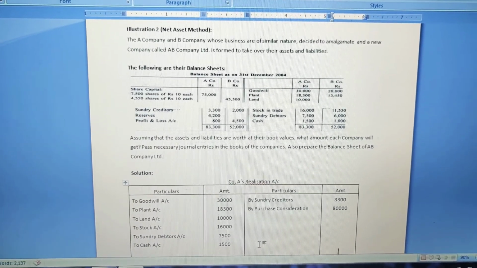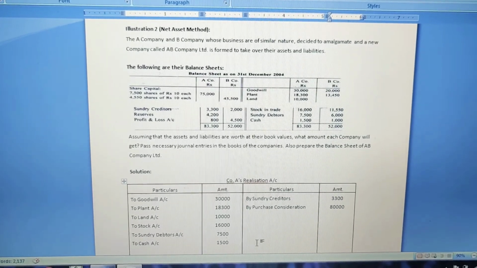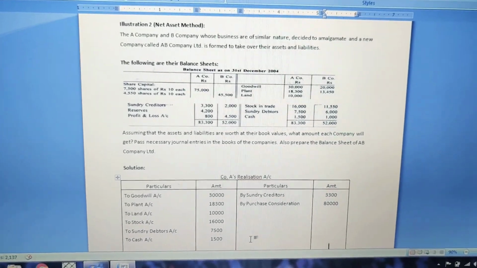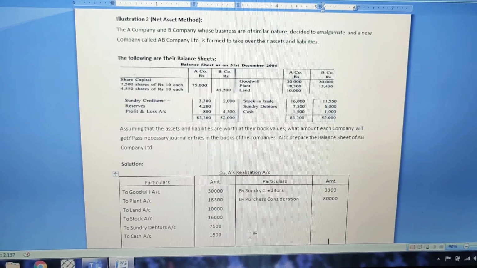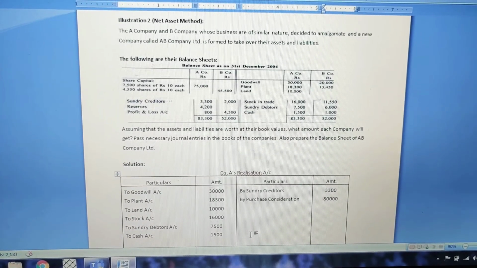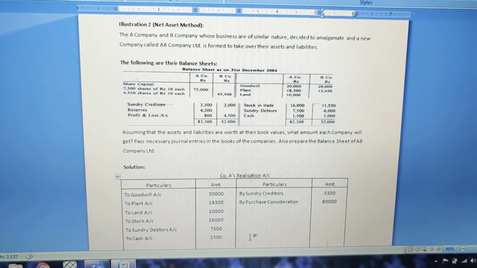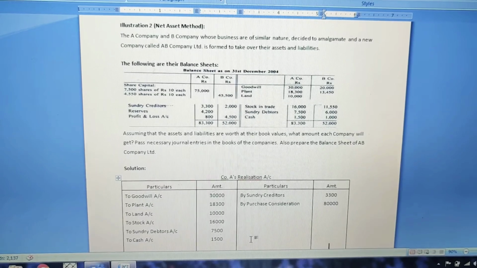So what amount each company will get means you have to calculate your purchase consideration. Obviously, even if it is not specifically asking for it, you still have to calculate your purchase consideration. Clear? Next, it is asking for passing the journal and necessary journal entries in the books of the companies. Companies means all the companies. Also prepare the balance sheet of AB Company Limited.